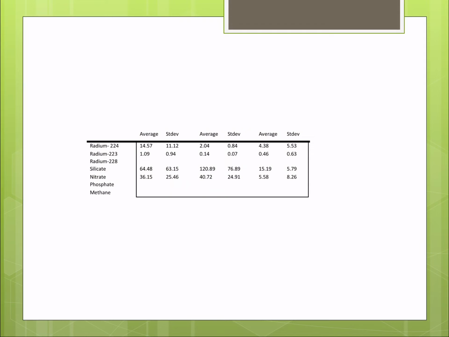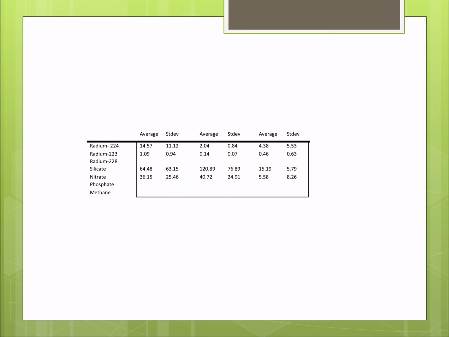Let's look at a bad table. Here we have a table where it doesn't even seem all the data is there. There's no phosphate or methane data. Each type of data also has multiple averages and standard deviations. So what's going on there? Averages of what? There are no units for the radium or nitrate or phosphate or methane, so we don't know if these are all in the same units or if they're not.